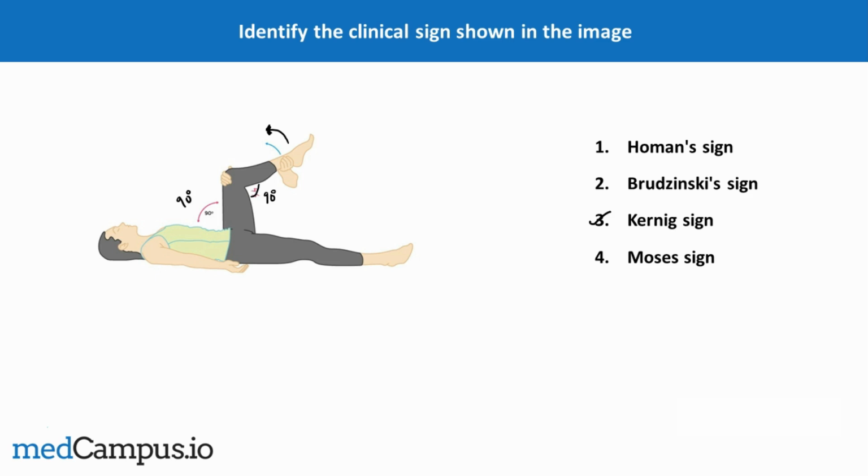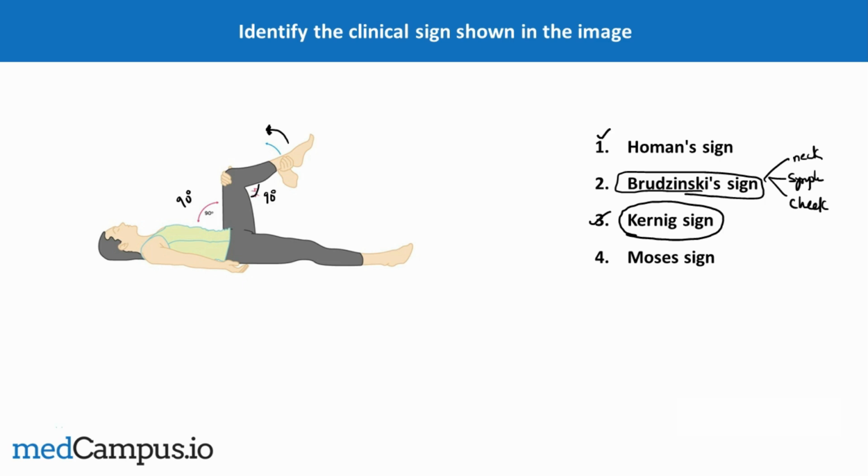So what is a Kernig sign? Kernig sign is a sign of meningeal irritation. There is another sign for meningeal irritation, that is Brudzinski sign. This has three components again: Brudzinski neck sign, Brudzinski symphyseal sign, and Brudzinski cheek sign. So this is also a sign of meningeal irritation.